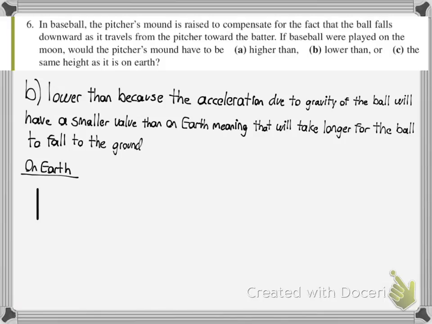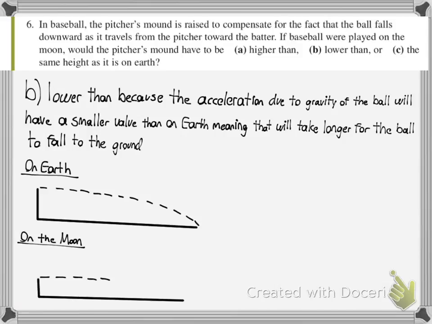So here we're going to show baseball on the Earth. This is basically the path that a baseball will follow on Earth. As you can see here is the raised pitcher's mound, which is falling to the ground. So the ball, because the acceleration due to gravity on the Earth is much higher than on the moon, the fall will be a lot more drastic and a lot faster. But on the moon, since the acceleration due to gravity is less than on Earth, the ball will fall to the ground over a much longer amount of time. Therefore, it won't take as high to reach the same point.